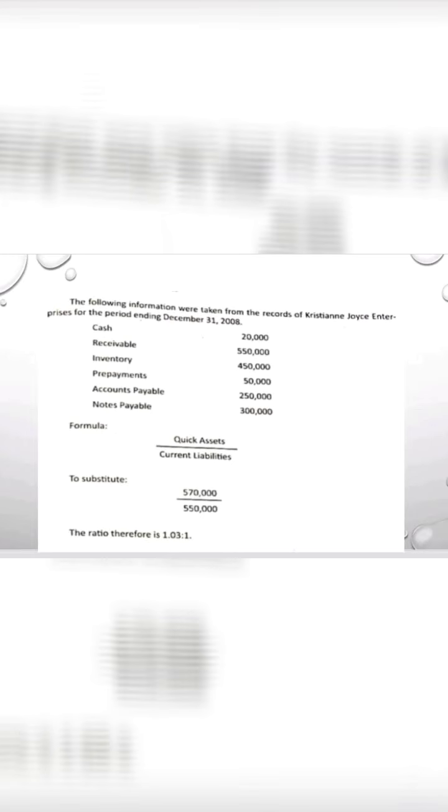Quick assets include cash on hand or current assets like accounts receivable that can be converted to cash. Current liabilities are typically settled using current assets, which are assets that are used up within 1 year. It includes accounts payable, short-term debt, dividends, and notes payable, as well as income taxes owed. For quick assets, we have here cash and receivables. For current liabilities, we have here accounts payable and notes payable.